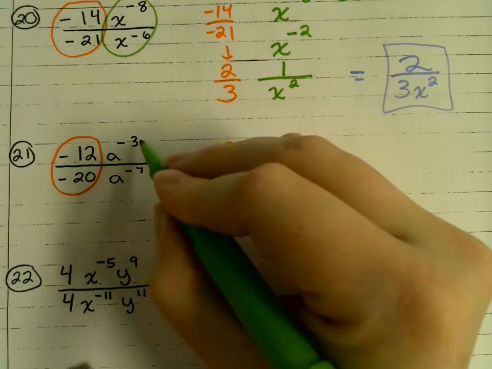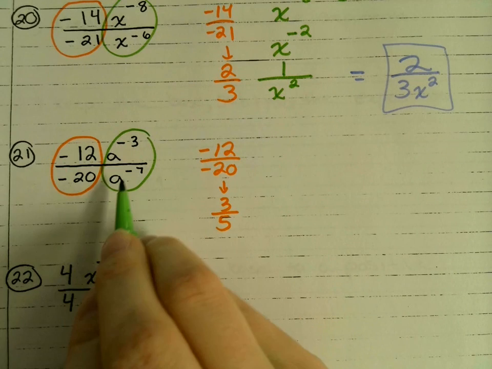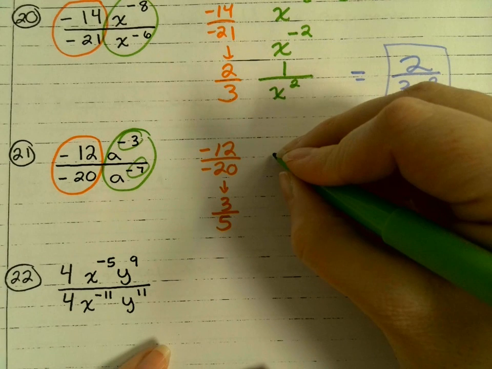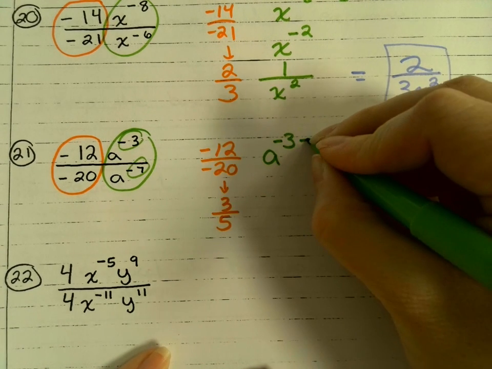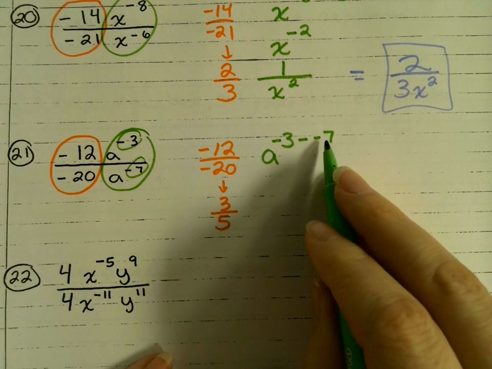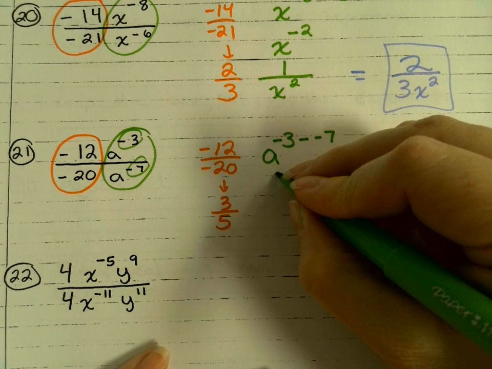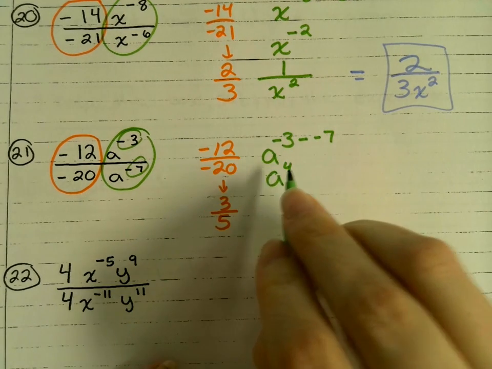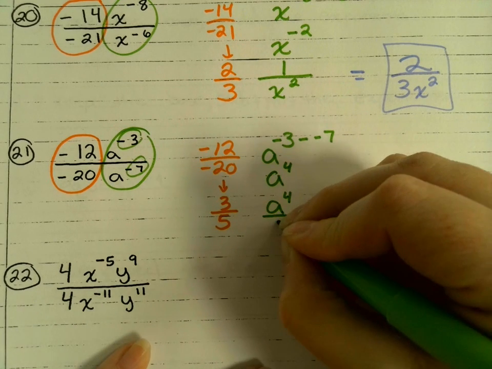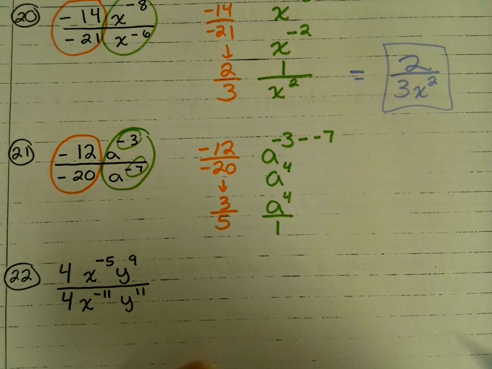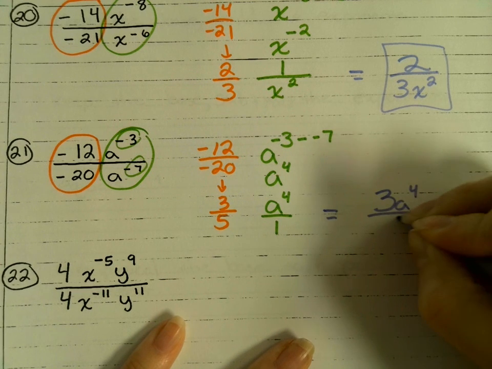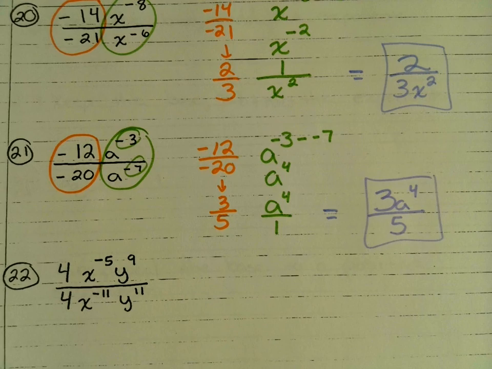Then for the a's, we have a to the negative 3rd over a to the negative 7th. We're going to take those exponents and subtract them. That means that we're going to do negative 3 minus negative 7. Negative 3 minus negative 7 becomes a positive 4, right? Since it's a positive 4, it's going to stay on the top. So we get a to the 4th over 1. Piece it all together, and you're going to have 3a to the 4th over 5.